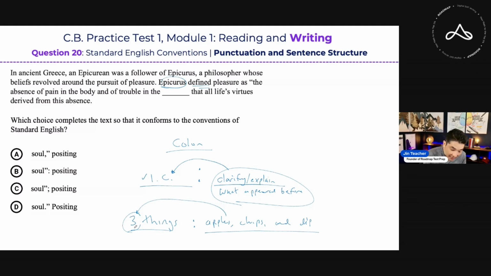Now, if we look at the information after the colon in the sentence, it says, positing that all life's virtues derived from this absence. So you have to ask yourself, does this clarify what was previously talked about?